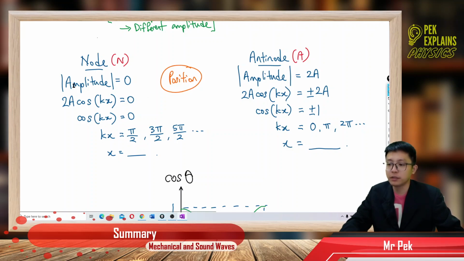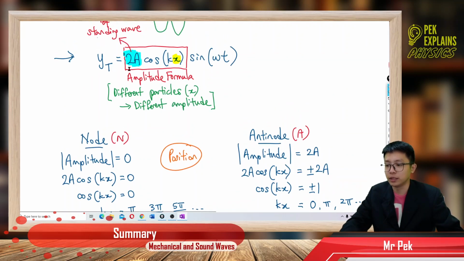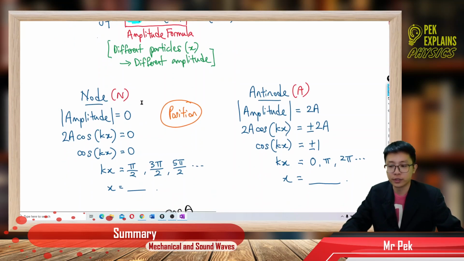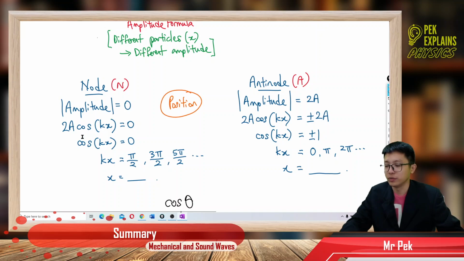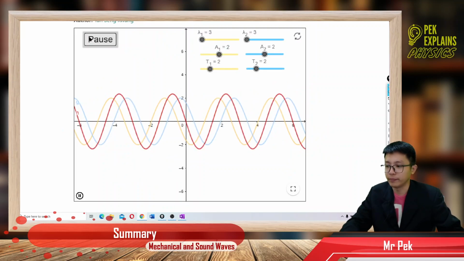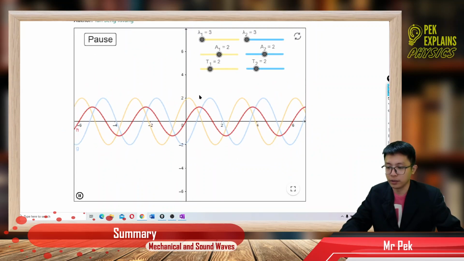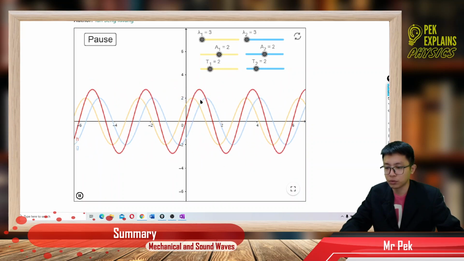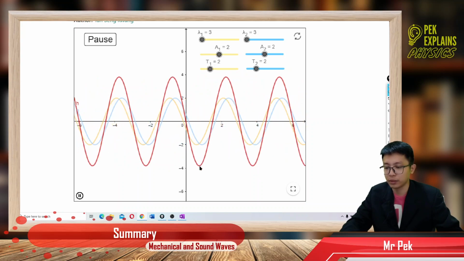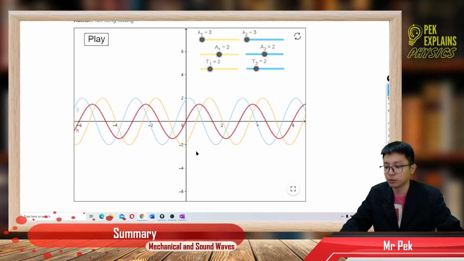So to find the position, we just take the amplitude formula, 2A cos kx, equal to 0 for node, and equal to 2A for antinode. Okay? So remember to put the modulus sign. Modulus sign because sometimes we have positive 2A amplitude, sometimes we go to negative 2A amplitude. See that? That's why we need to put modulus.